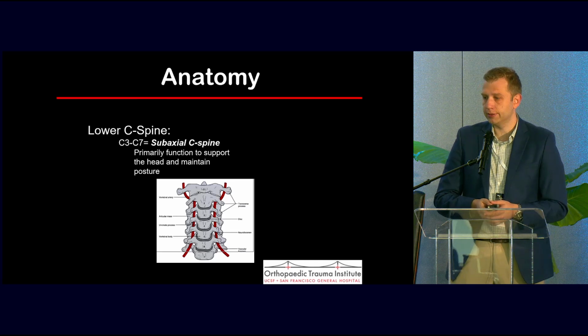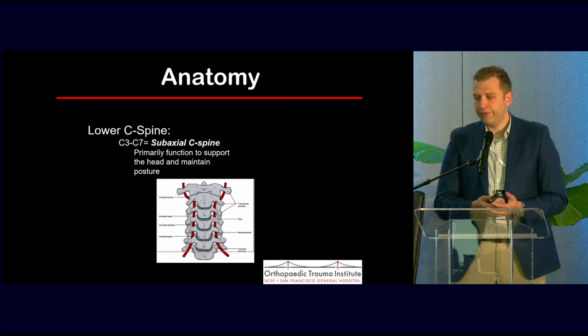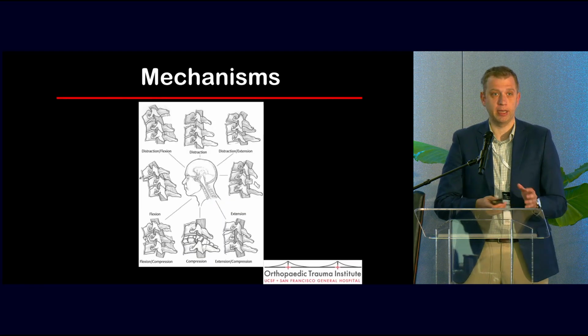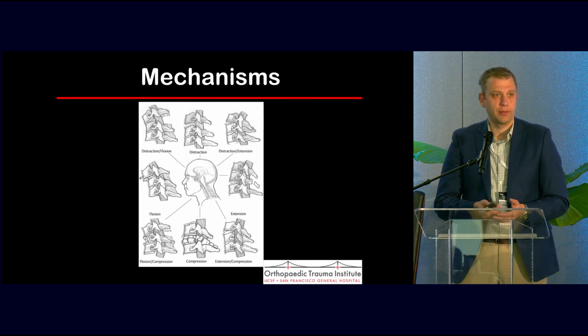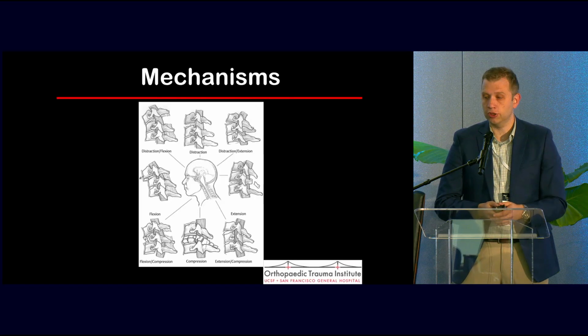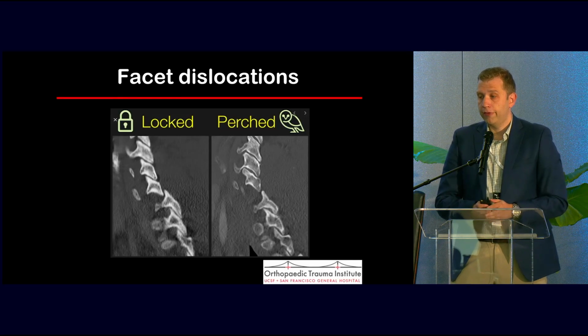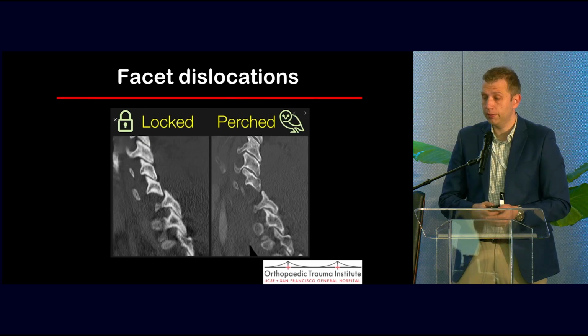Then you've got the subaxial spine, which goes from C3 to C7. Its primary function is to support the head and maintain posture. And you have different mechanisms of injury, as seen in this diagram from the Allen-Ferguson classification, which discusses flexion, extension, distraction, compression, and that leads to the combination of all of these injuries. Some of them are more stable than others. You have your facet dislocations, which could be locked, perched, or fully jumped.